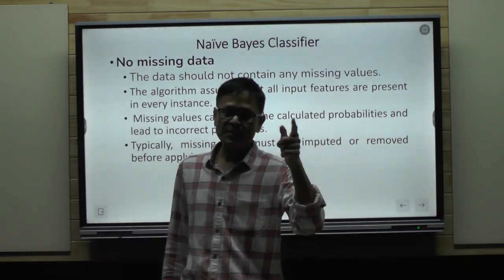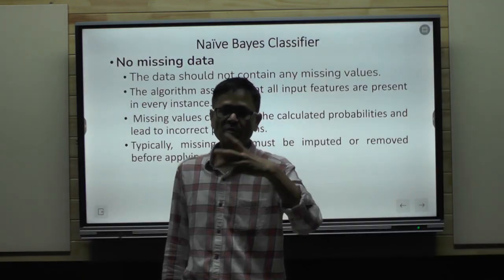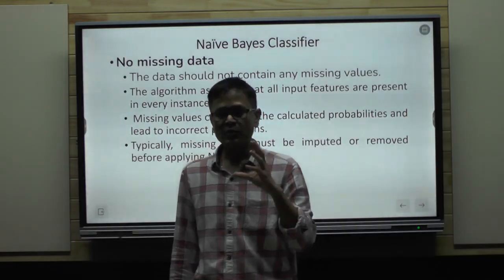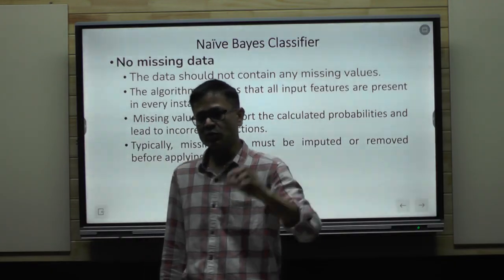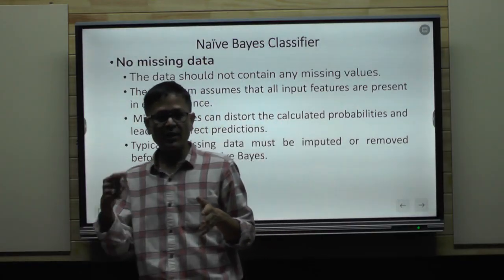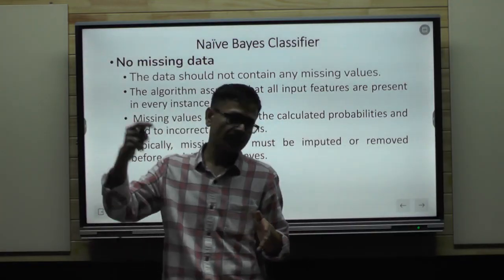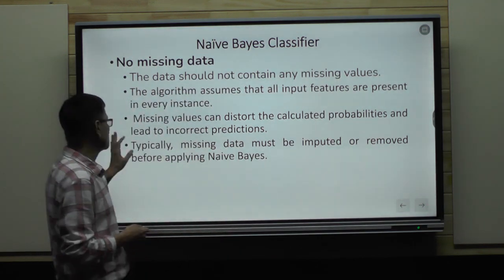Now if that data is missing, what will you assume? 0 or some higher value. If you assume 0, then the entire expression will be equal to 0, because it is a multiplication of probability of x1 given y and x2 given y and so on. So that will be equal to 0. So you can't have missing values.